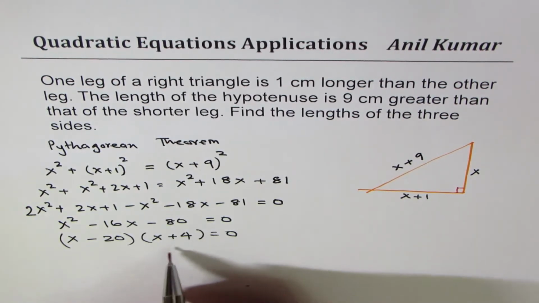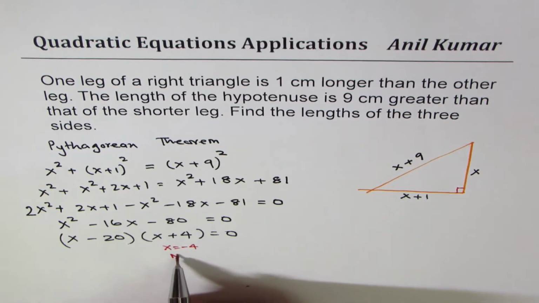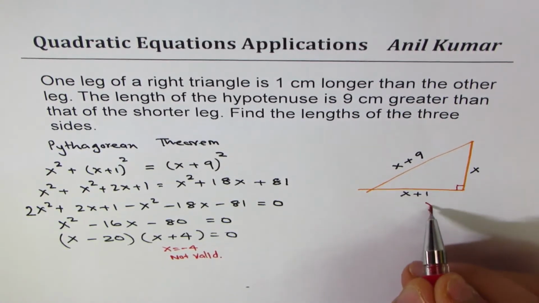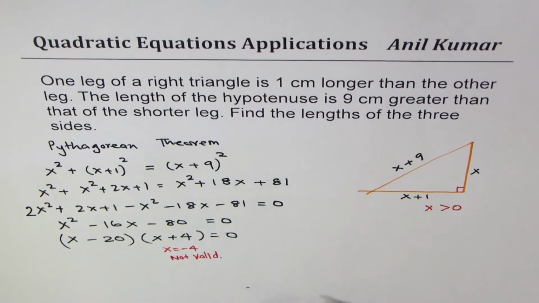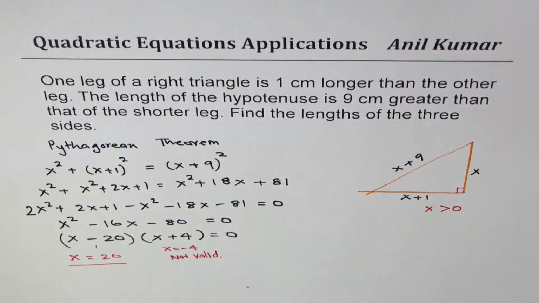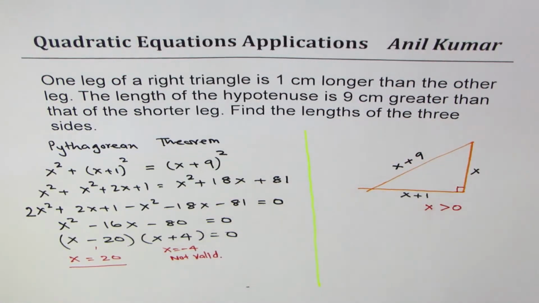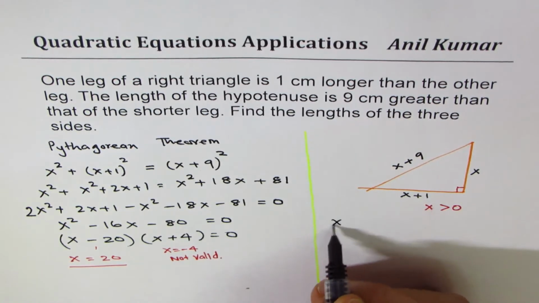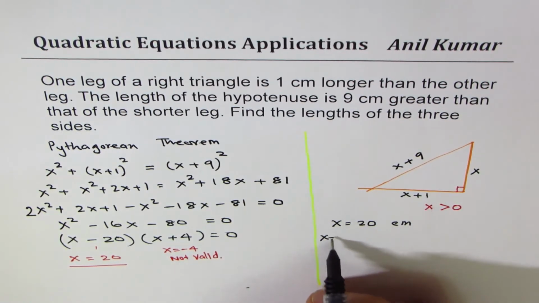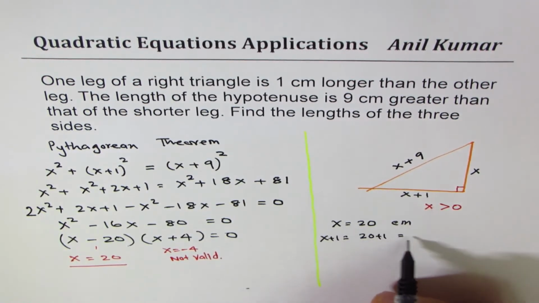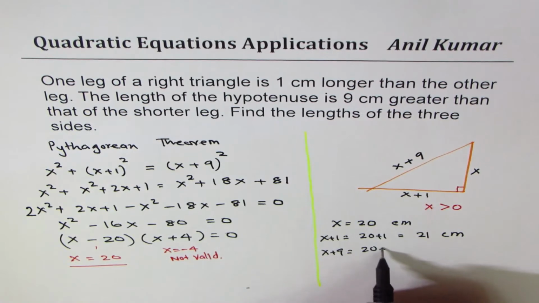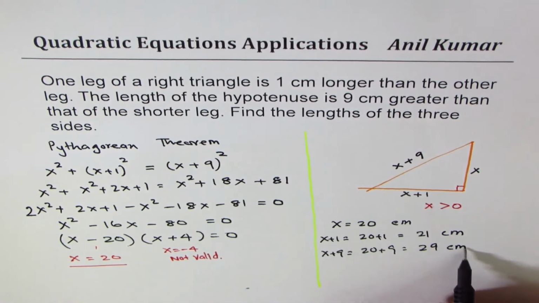Now this factor gives x equals minus 4, which is not valid, since x should be greater than 0, right? Dimensions cannot be negative. And this factor gives us x equals 20, which is the correct answer for x. Now once we know one side, we can write down the others. So our answer is x equals 20. The units are centimeters. x plus 1, the other side will be 20 plus 1, which is 21 centimeters. And the hypotenuse will be x plus 9, which is 20 plus 9, or 29 centimeters, correct?